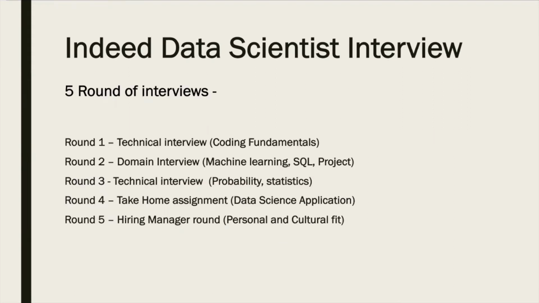In total, there were 5 rounds in the interview process. The first round was a technical round based on programming questions. The second round was a domain interview round, based on basic questions on machine learning, SQL, and the projects mentioned in your resume. The third was again a technical interview round with questions on probability and statistics. The fourth round was a take home assignment, and the question was based on the application of data science. And after that, the last round was the hiring manager round on some personal and cultural fit questions. Now we will look into the details of each round.